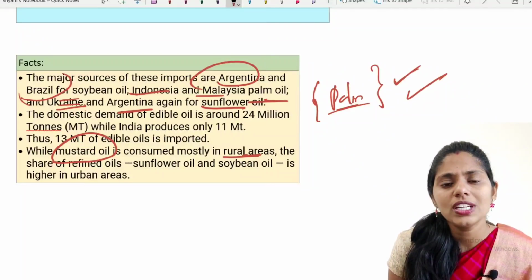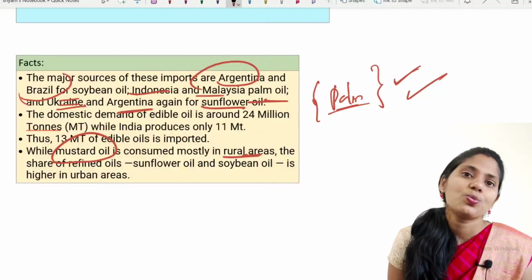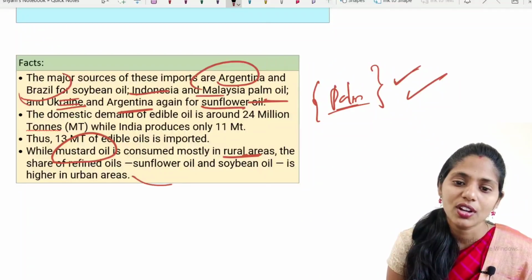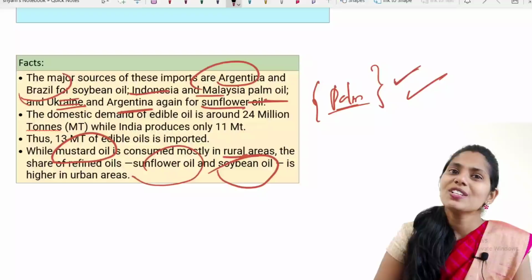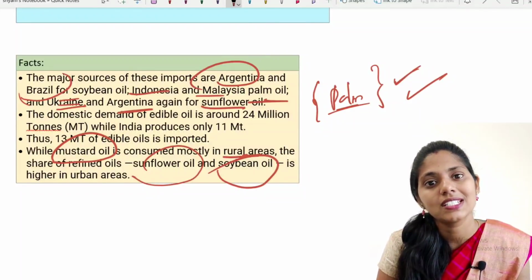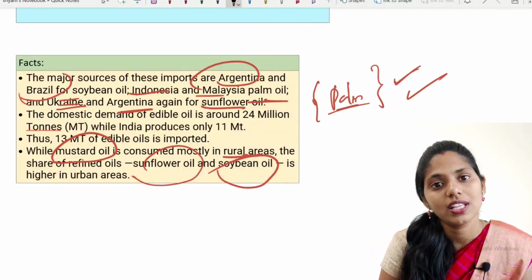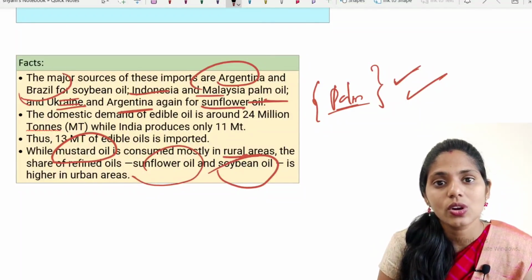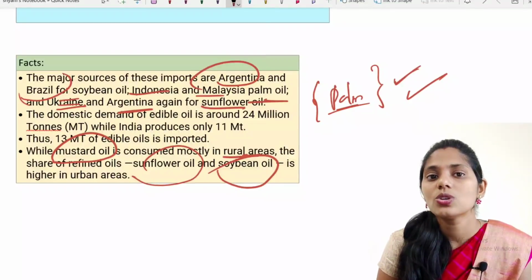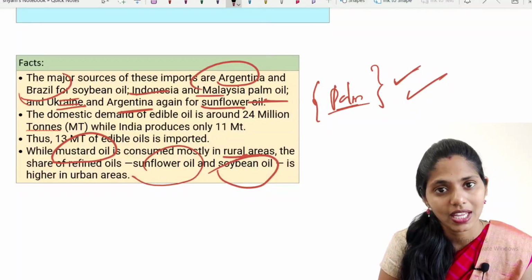And the next one here is about sunflower and soybean oil. Mostly urban areas have demand for sunflower as well as soybean oil. Why urban areas? Because in urban areas people mainly have a sedentary lifestyle. Because of the sedentary lifestyle, there is an increase in cholesterol in their body. Mainly to decrease this cholesterol, doctors suggest that they take sunflower oil. So there is an increase in demand for soybean oil as well as sunflower oil in urban areas.